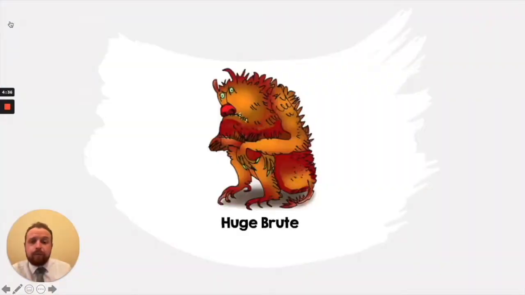And to help us remember this sound, we say huge brute. My turn, huge brute, your turn. And this is quite handy because this oo sound sometimes sounds more like a u. So like in the word huge, it's huge. But then in brute, it's more of a oo sound, okay? So sometimes it makes an oo sound, sometimes it's more of a u sound.